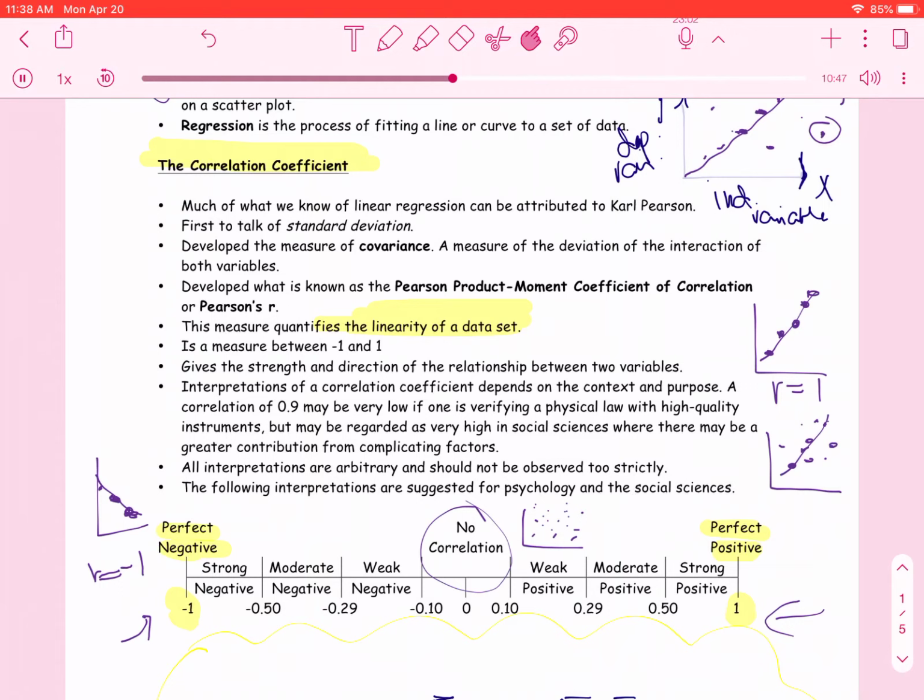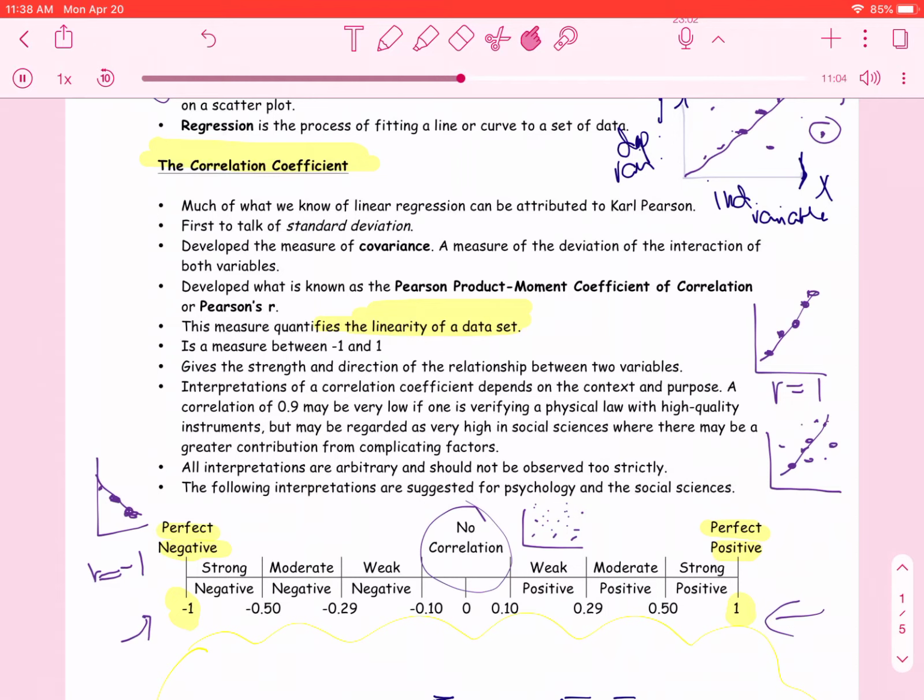Okay, so what we're actually going to learn is how to calculate that R, that correlation coefficient. Okay, so to calculate R, you have this really long formula, but I'll go over what each of the variables mean.